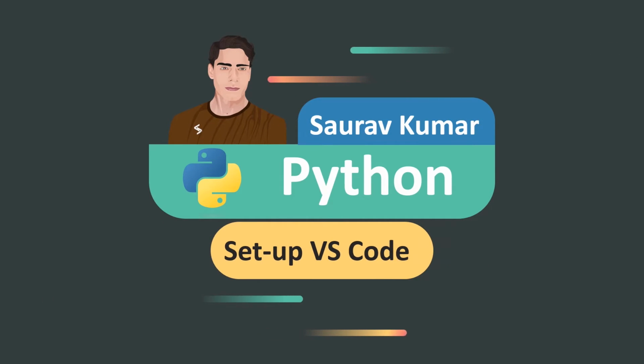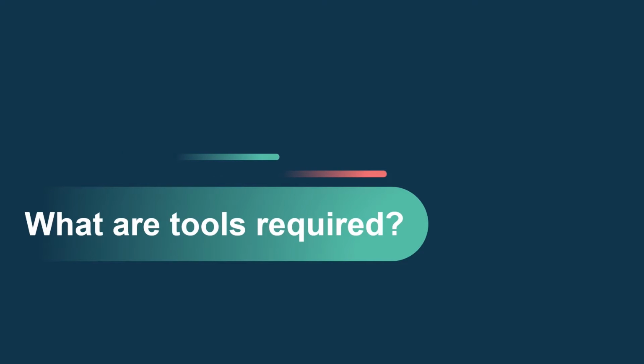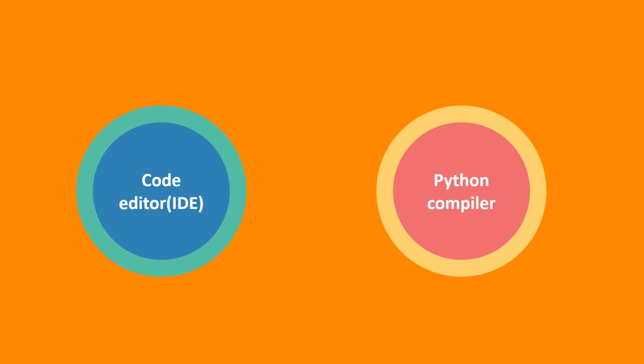Hello everyone, in this video we are going to set up VS Code for programming in Python. So let's start. To run a code we need two things, one is a code editor and other is a Python compiler. So now let's understand each of these two one by one.